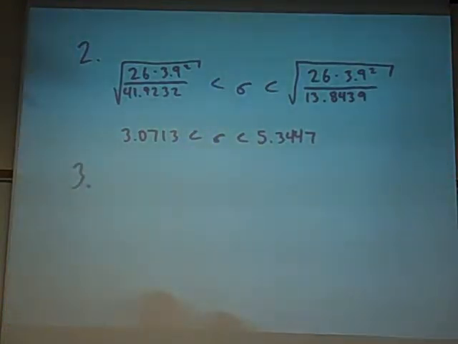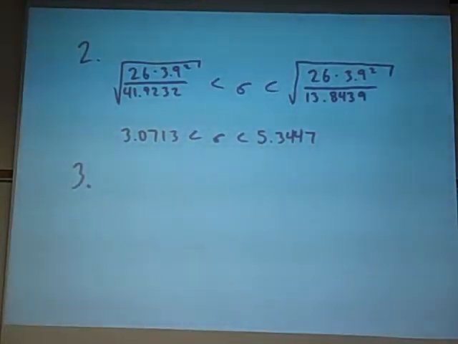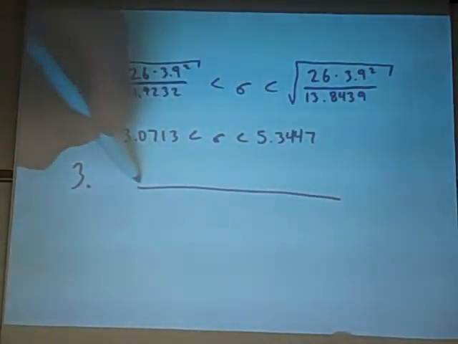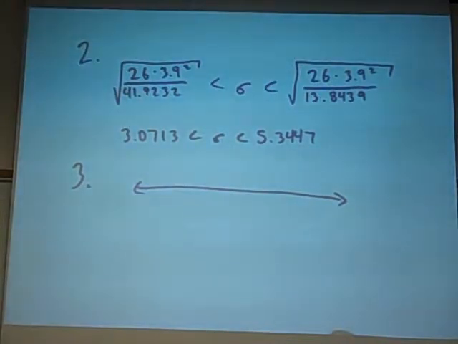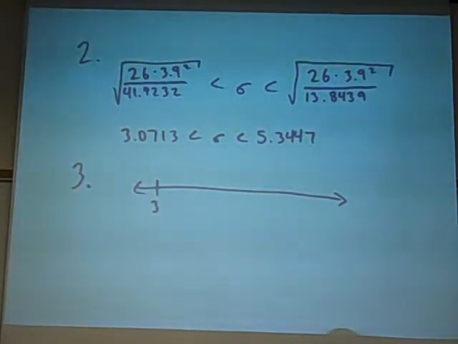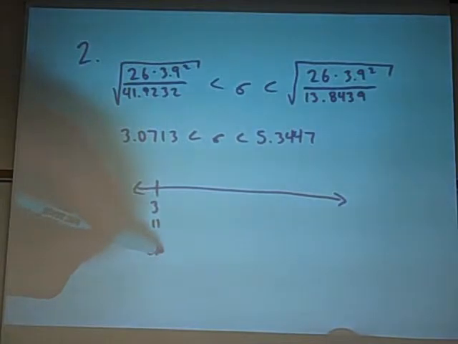Number 3, is it reasonable to think that sigma is 3? So if somebody says, you know what, I think sigma is 3. Well, remember, we play the same game here, right? So think about the number line. You don't necessarily have to draw this out, but I think sometimes it's useful. Here's 3, that's our, what would I call that? Sigma claim, yeah, that's exactly right. So sigma claim.